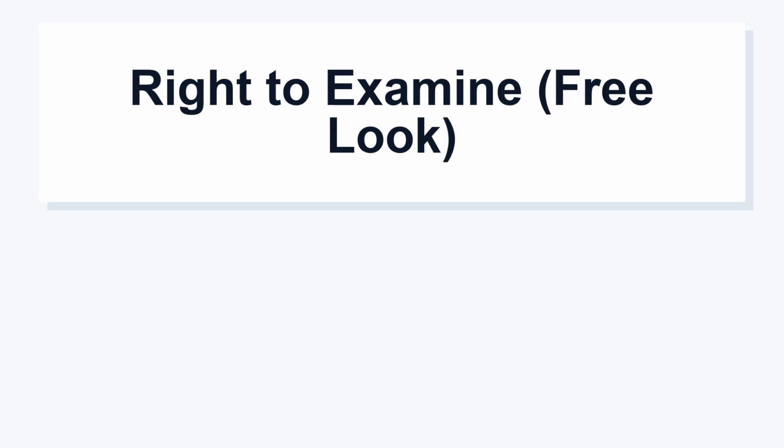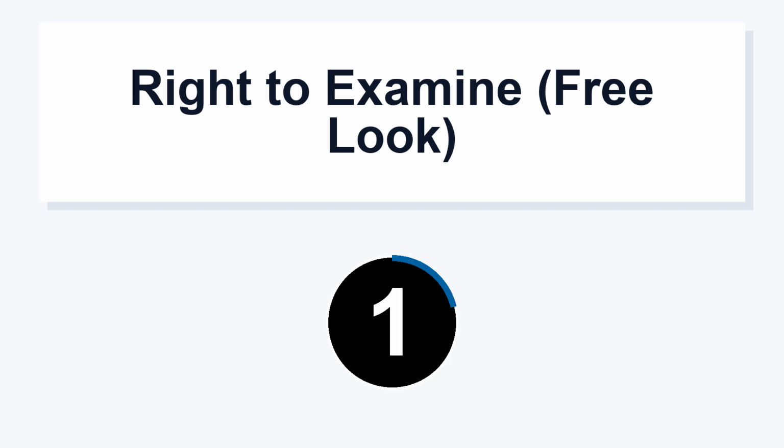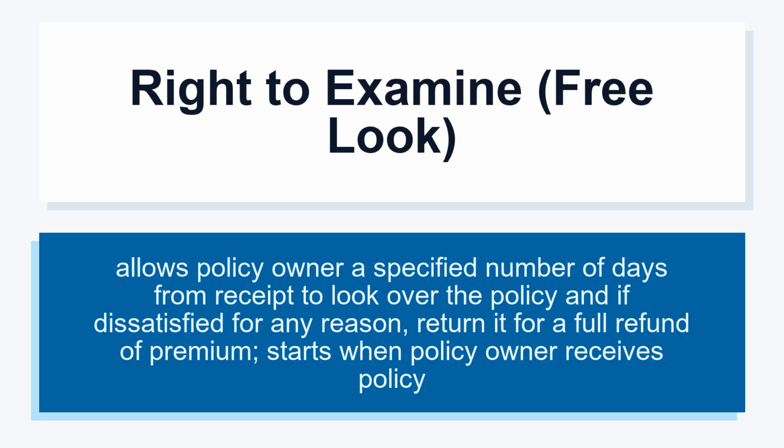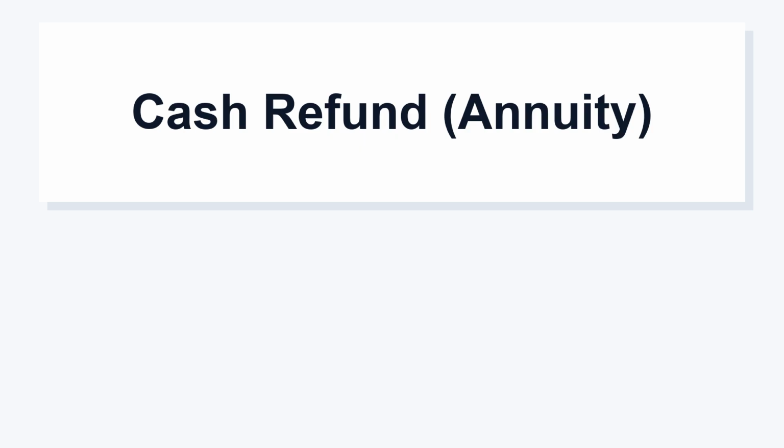Right to examine, free look: allows policy owner a specified number of days from receipt to look over the policy and if dissatisfied for any reason, return it for a full refund of premium. Starts when policy owner receives policy. Cash refund, annuity.